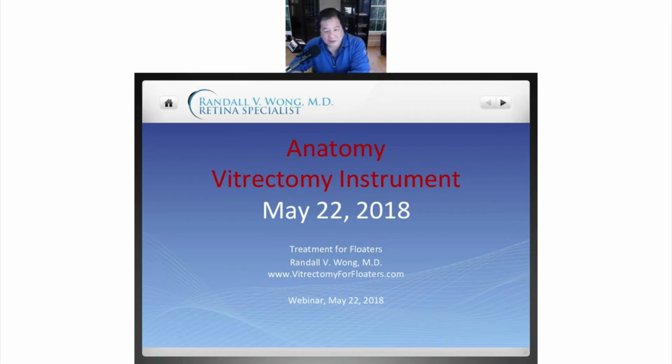What we're going to do tonight is really just talk about the anatomy of the vitrectomy instrument. And then after a couple slides about that, we'll open up the platform for questions and answers. I'd like to limit this to about a half an hour.